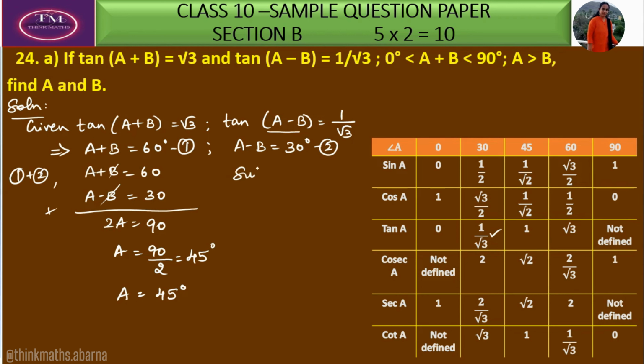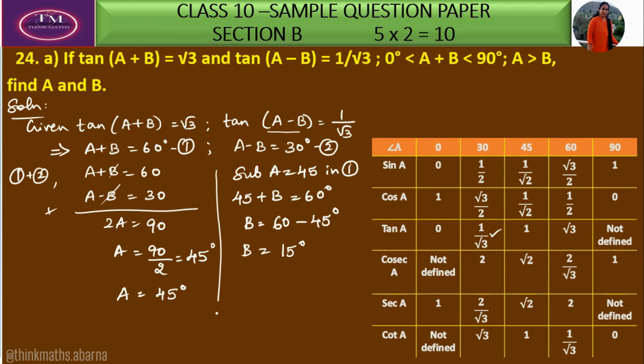Now substitute A is equal to 45 in equation 1. Instead of A, put 45. So 45 + B is equal to 60 degrees. Then B will be equal to 60 minus 45, which is 15 degrees. That means B is equal to 15 degrees. So what we got is A is equal to 45 and B is equal to 15.